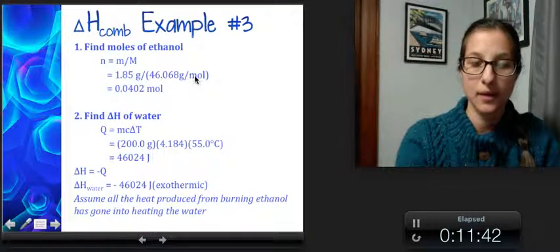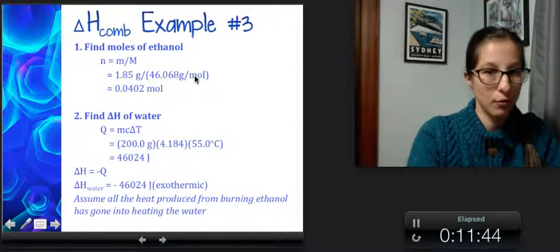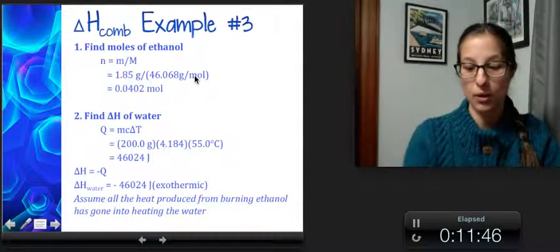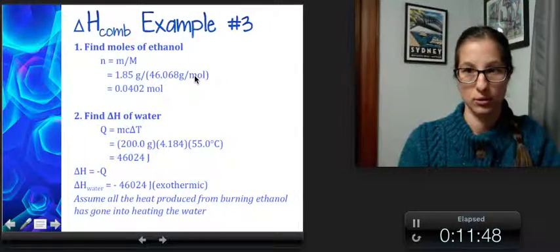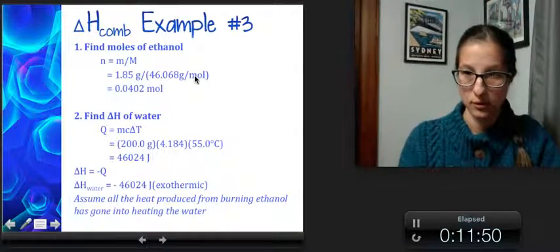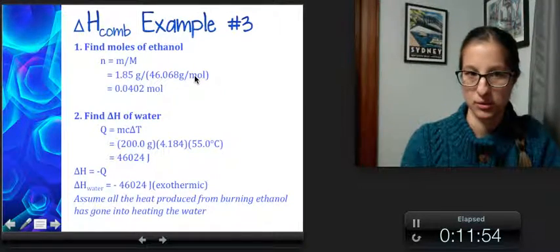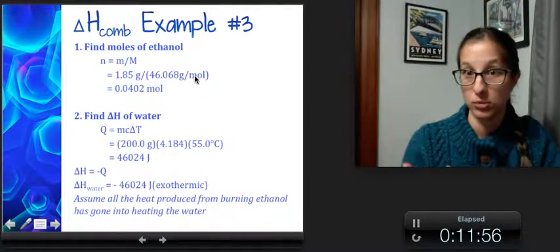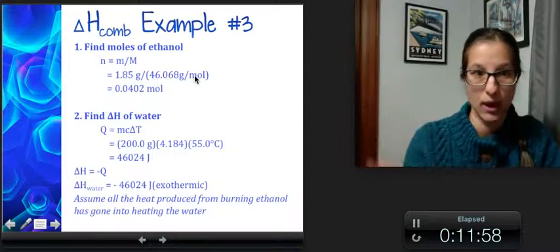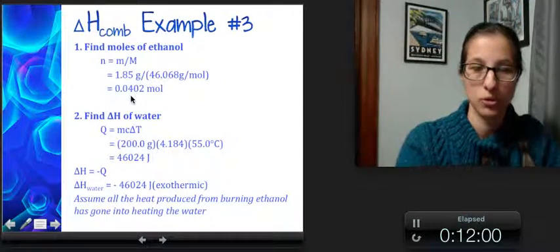Remember the molar mass of ethanol. You have to remember what the chemical formula for ethanol is. You have to draw it out if you're not sure. Okay? 2 C's, 1 OH group, and then I think 5 hydrogens. Okay? So you know how to do this. So you would do that. And then that's how many moles you have.